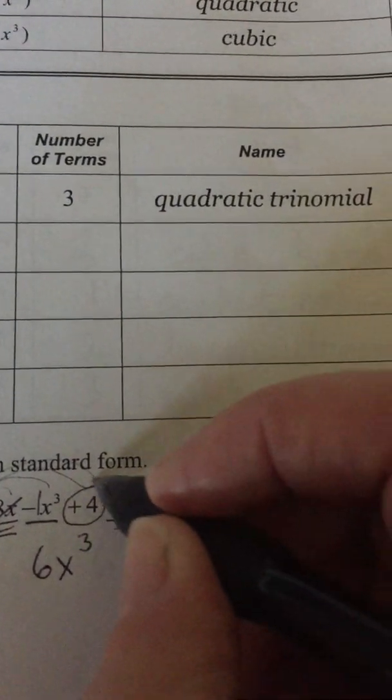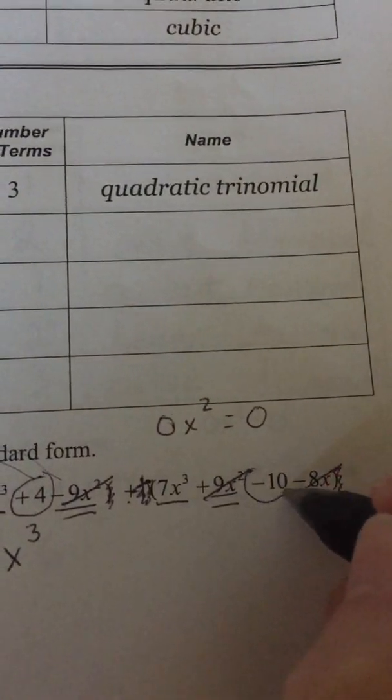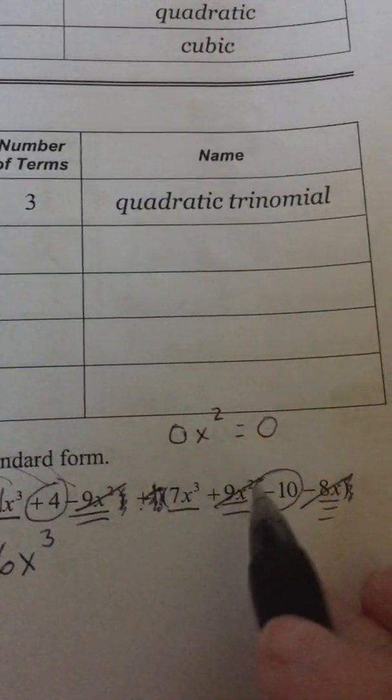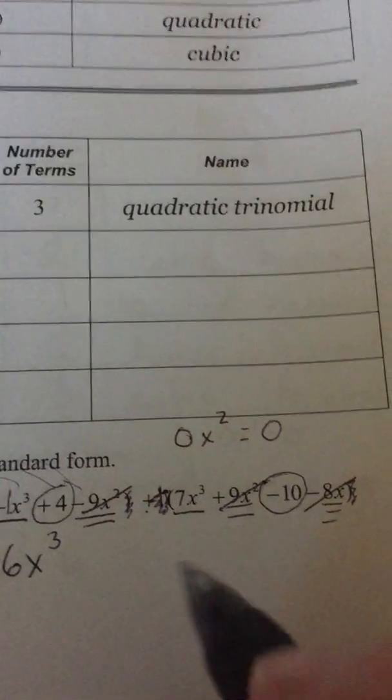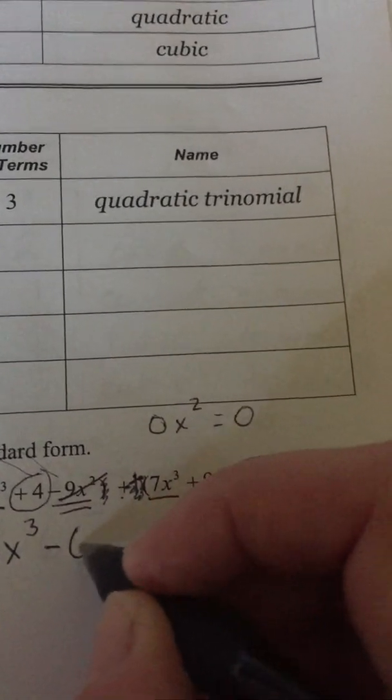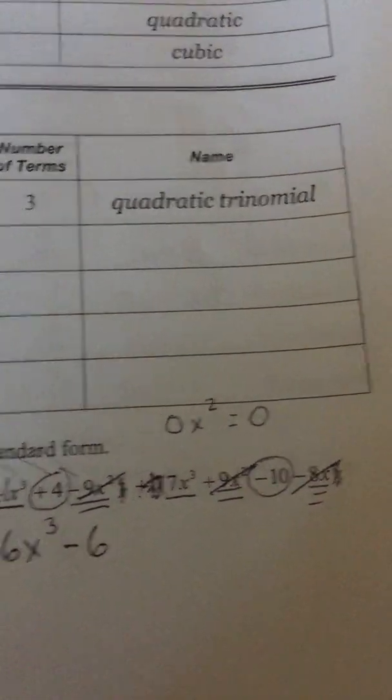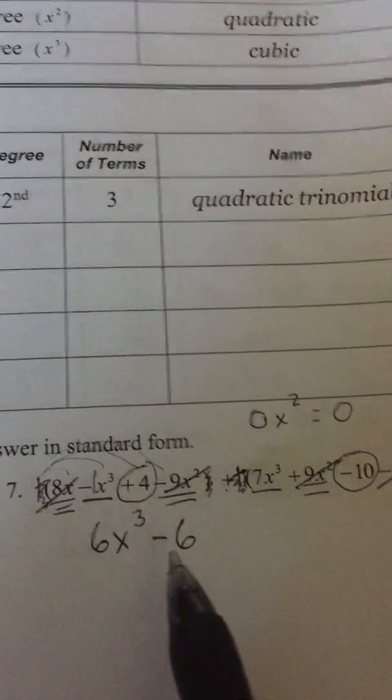So here's a positive 4, and where's my constant? Over here I have a negative 10. So I've got positive 4 minus 10. Put that in the calculator. Positive 4 subtract 10, and it will tell you negative 6. There are 6 bad guys left alive after 4 of my good guys killed 4 of those. So far I have 6x to the third minus 6.